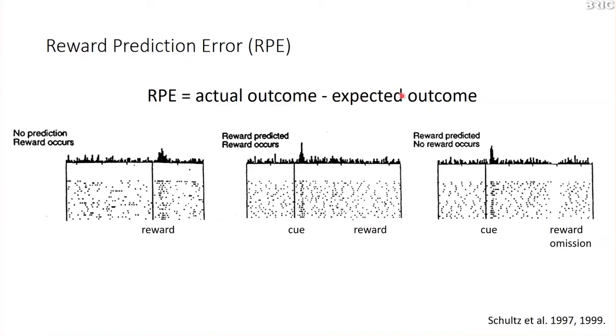consistent with a net zero prediction error where the actual outcome was matched with an equal amount of expectation. Furthermore, when we actually omit the reward for the trained animal, what we see is a dip in dopaminergic neuron activity below the baseline, which is consistent with the negative reward prediction error where there was no actual outcome with a positive expectation, therefore a negative net error.